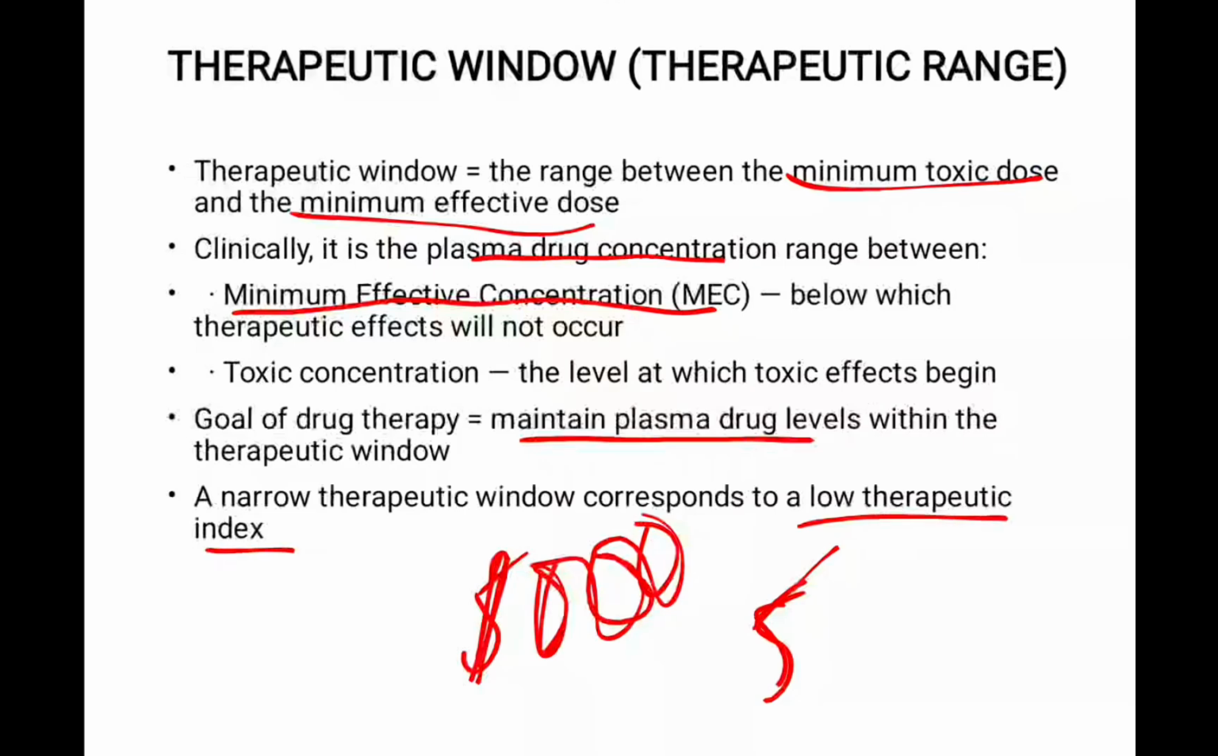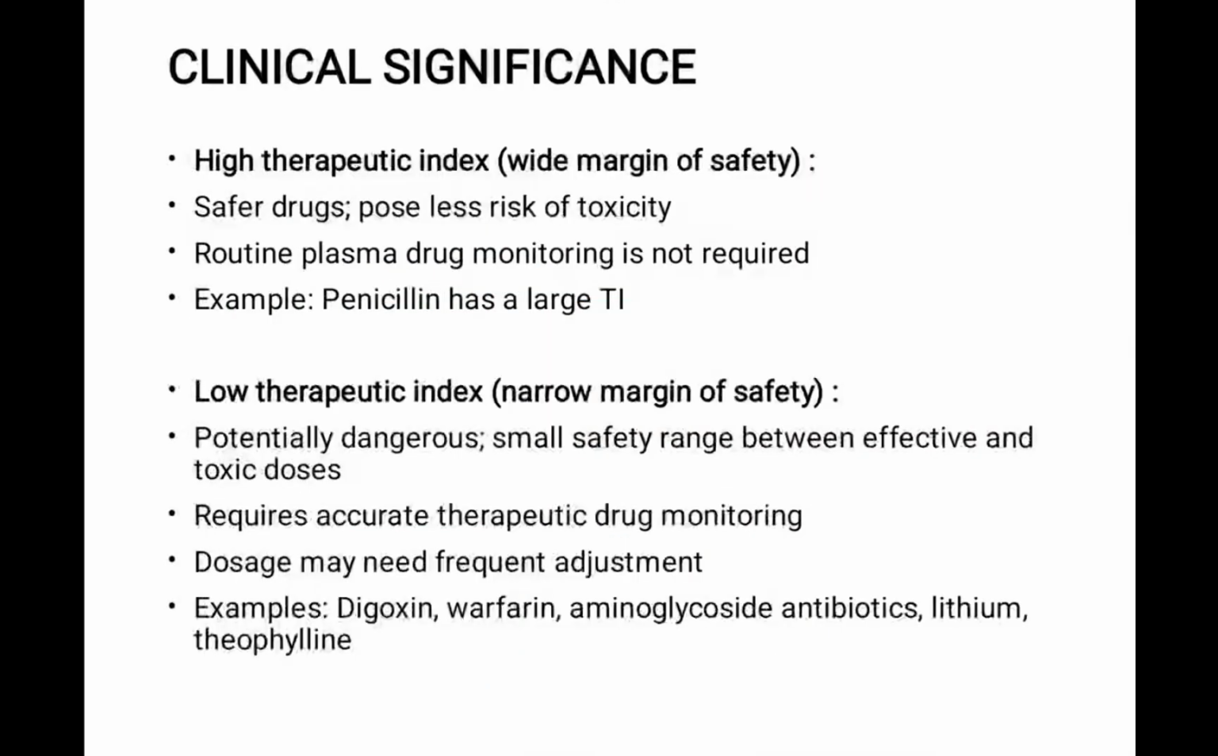If you have a narrow therapeutic window, that means you also have a low therapeutic index, making that drug easily toxic. So the clinical significance of this is that we have drugs that have a high therapeutic index, that have a wide margin of safety. So these drugs are safer, they pose less risk of toxicity. Routine plasma drug monitoring is not required compared to those with low therapeutic index.